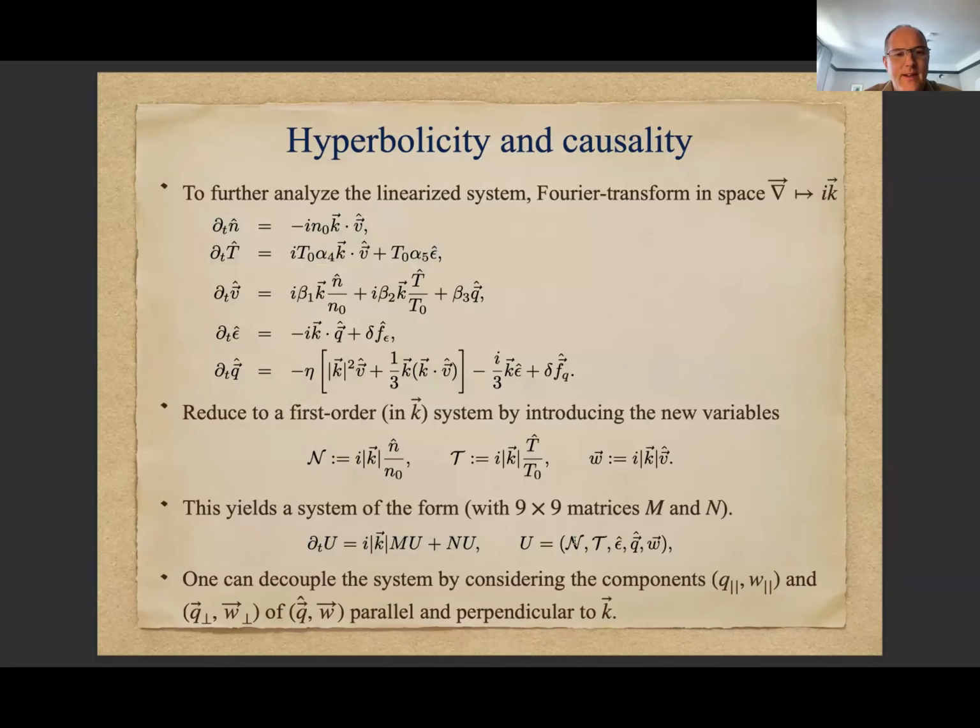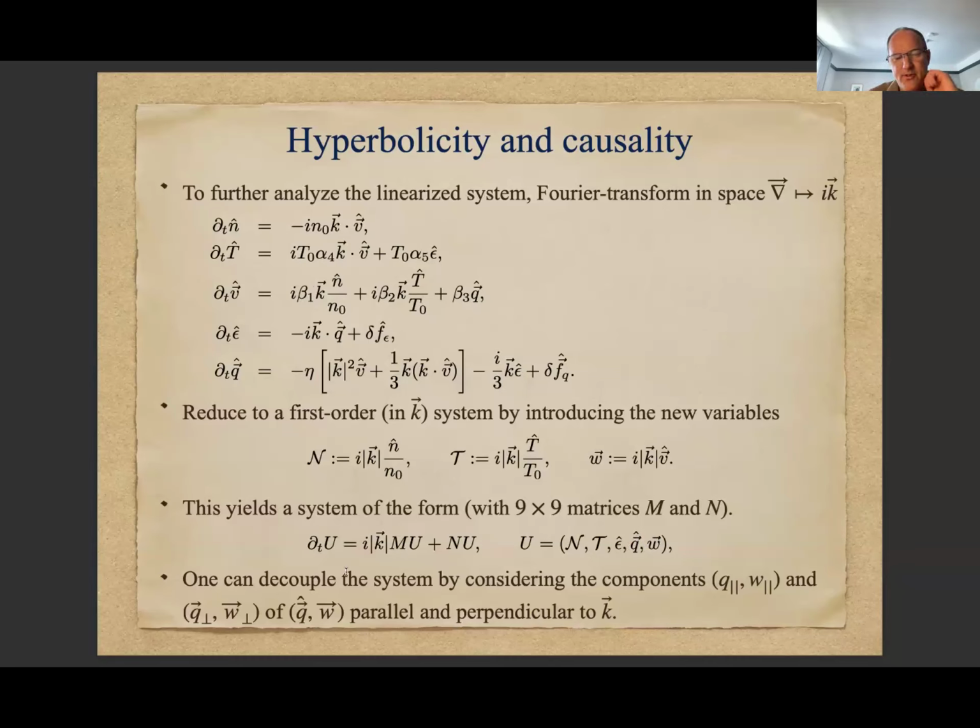For u, which is now written in terms of this evolution system in Fourier space, u is given by the following quantities. These are 9 quantities: 1, 1, 1, so 3 here, and then 2 vectors. So it will be a 9 by 9 system.